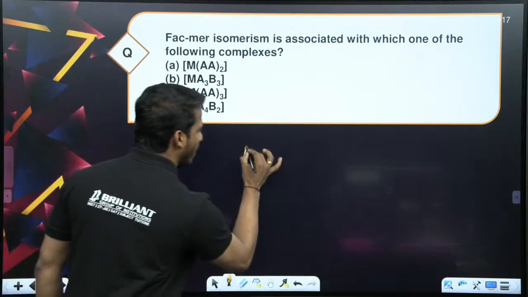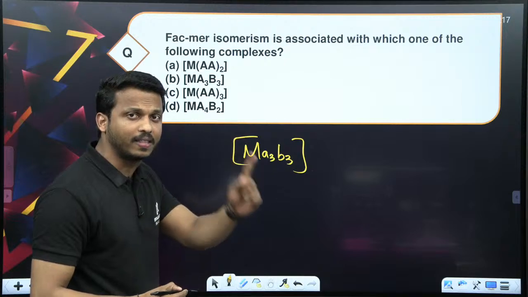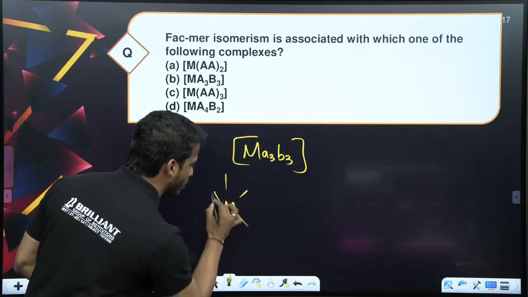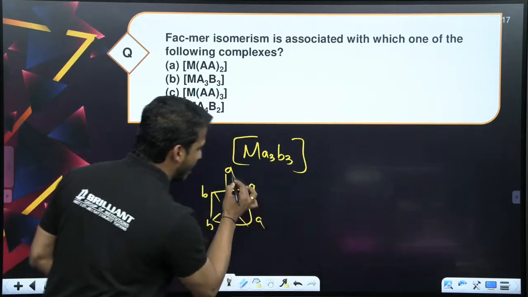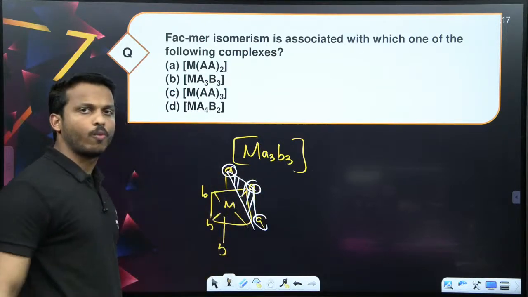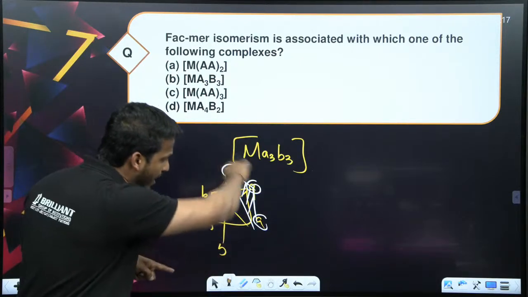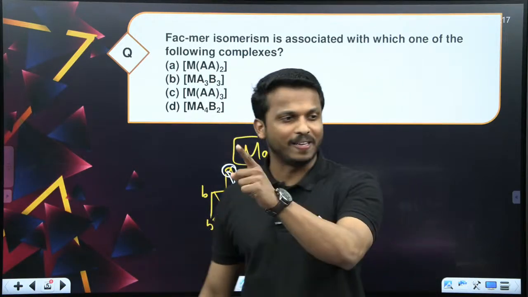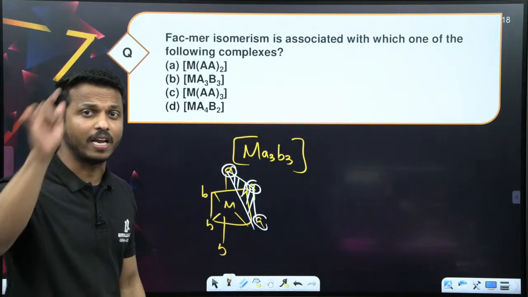Yes, dear all, the one with MA3B3 will show FAC and MER isomers. You know the arrangements, right? What is meant by FAC, dear all? A, B, B: when the A ligands are connected, you will get a facial isomer. This is called FAC, facial. And what about meridian? With A, 1A below, you will get a meridian isomer, that is the MER isomer. So with the type MA3B3, very good all of you. Yes, Karthik? Yes, Satvik, correct answer. So MA3B3, all of you fix it in your mind.